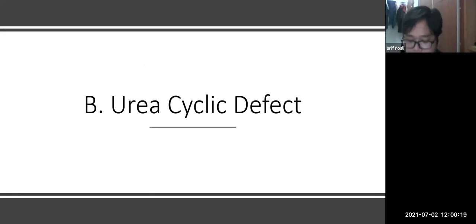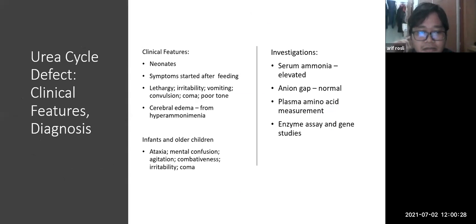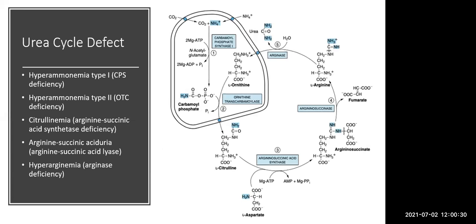Next is the urea cycle defect. Yeah, I can go fast. Sorry, I can go fast, because this one is very long. Okay, just one slide.